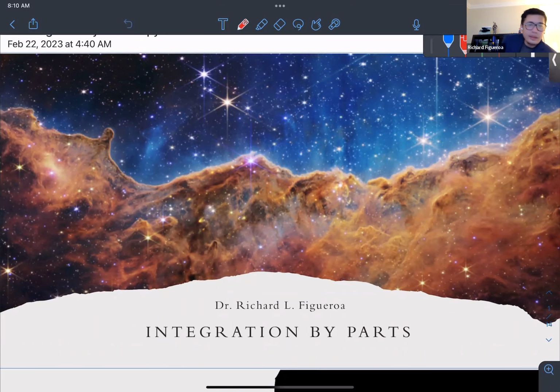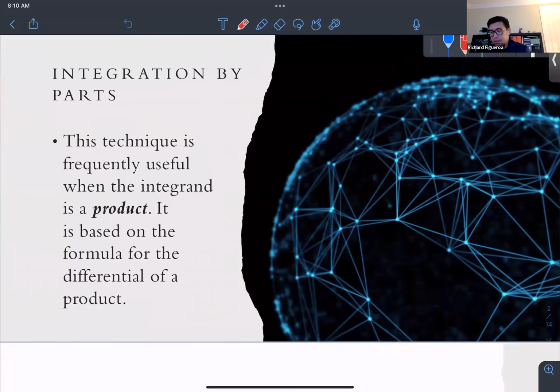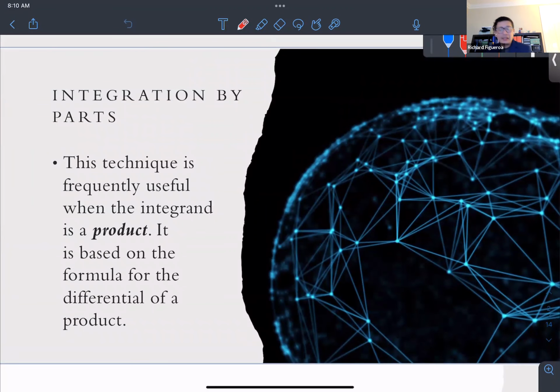Okay, so we're now on integration by parts. Integration by parts is a technique among the different techniques. Usually, if we are given an integrand that is a product of two functions, then most of the time we can use integration by parts. This one was derived using the product rule.